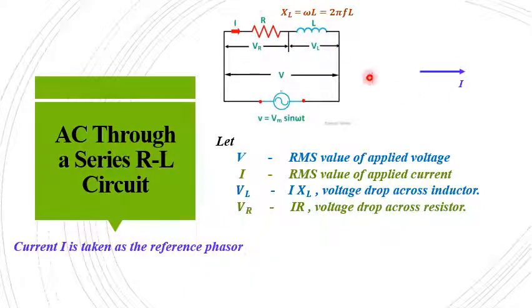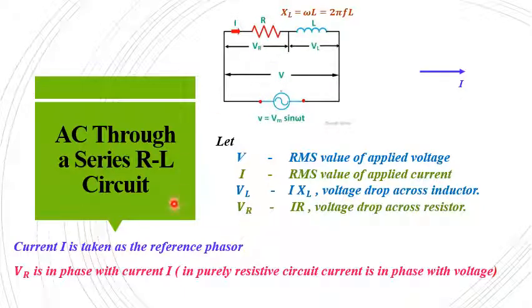Next, we need to draw the voltage phasors. First of all, the voltage across resistance VR. We know that for a purely resistive circuit, the current is in phase with the voltage. This relation we have already derived. So we know that VR is in phase with your current. So VR phasor can be drawn like this, in phase with the current, in the same straight line as that of your current. So that is the VR phasor.